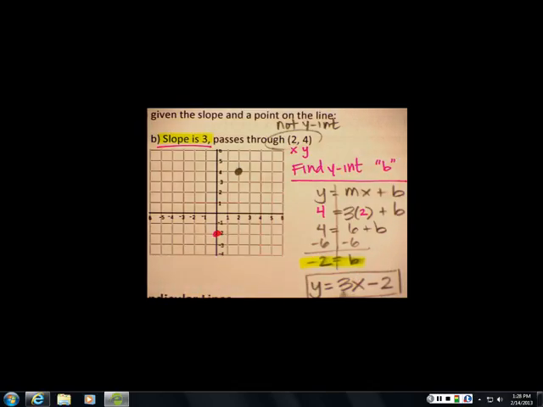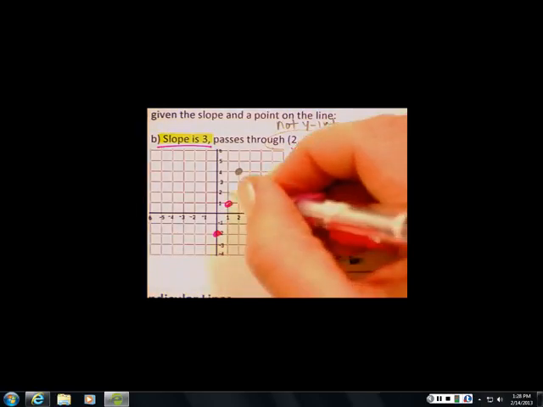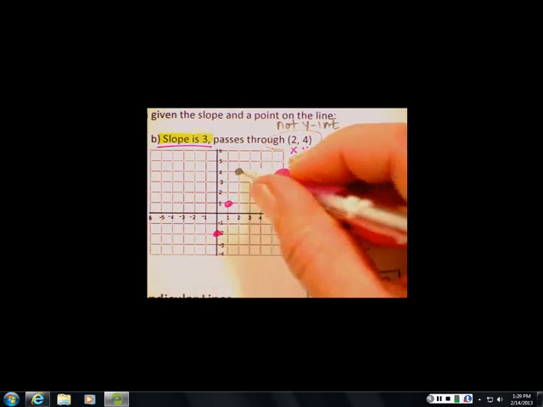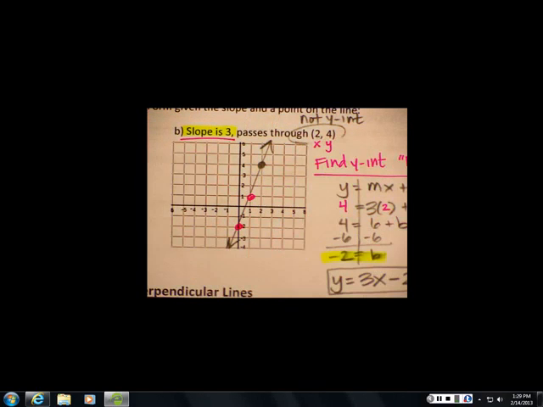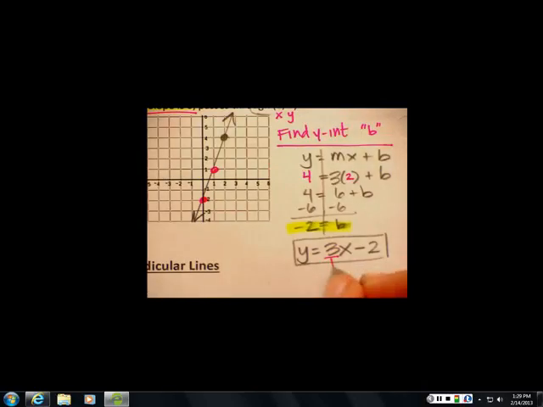My slope tells me to go up 3 over 1. Up 1, 2, 3. I want to do it for the full length of the graph, so I'm going to go up 3 over 1 again, and it does go through this point. I grab my straight edge, draw my line. Remember here, if your slope is 3, if it's an integer, you can write that as 3 over 1 when you're actually graphing. That is sometimes helpful.